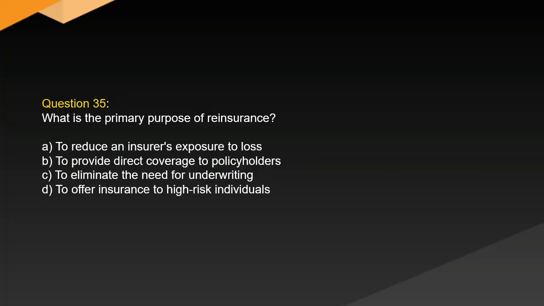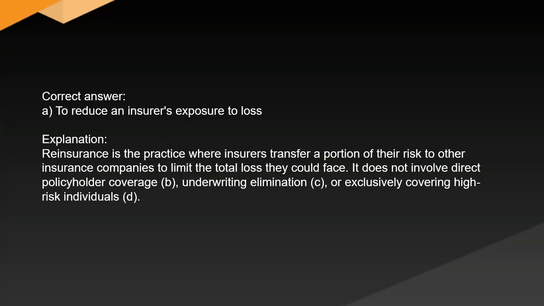Question 35. What is the primary purpose of reinsurance? A. To reduce an insurer's exposure to loss. B. To provide direct coverage to policyholders. C. To eliminate the need for underwriting. D. To offer insurance to high-risk individuals. Correct answer: A, to reduce an insurer's exposure to loss. Explanation: Reinsurance is the practice where insurers transfer a portion of their risk to other insurance companies to limit the total loss they could face. It does not involve direct policyholder coverage (B), underwriting elimination (C), or exclusively covering high-risk individuals (D).